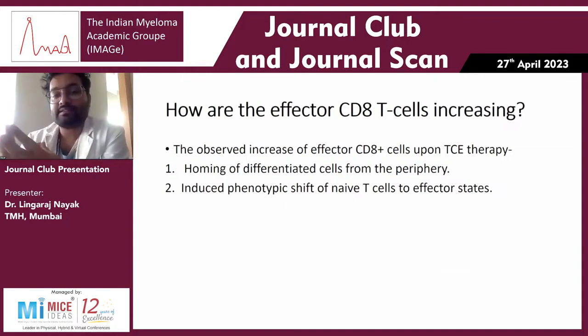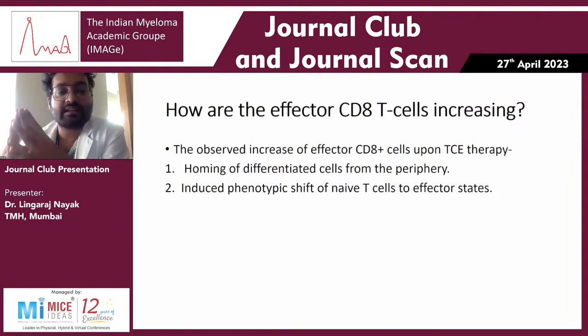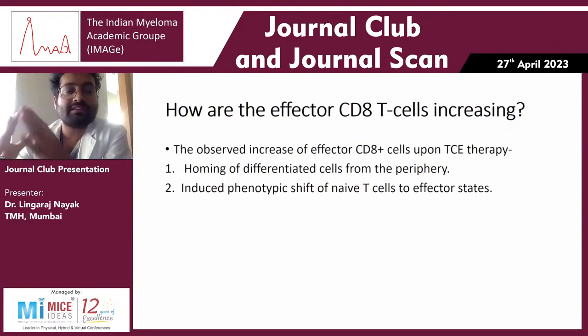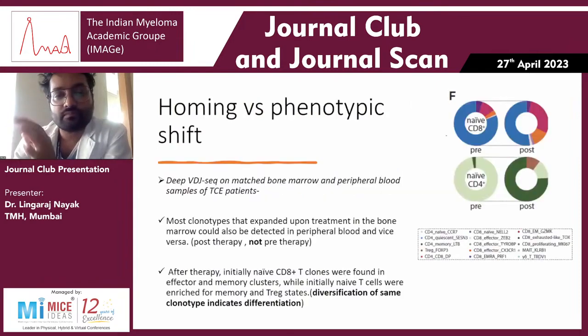The CD8 cells are increasing in the marrow. These are the CD8 effector cells, which typically express a particular phenotype. So from where are these cells coming? Whether the cells are coming from the peripheral blood and homing inside the marrow, or is there some kind of phenotypic shift happening in the marrow from the naive T cells? Next slide, please. Yeah.